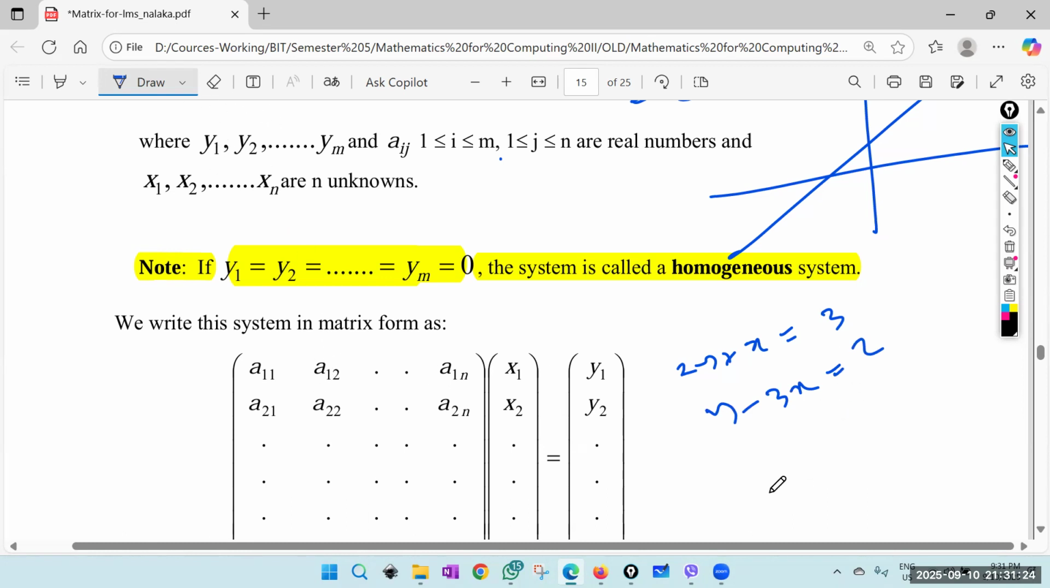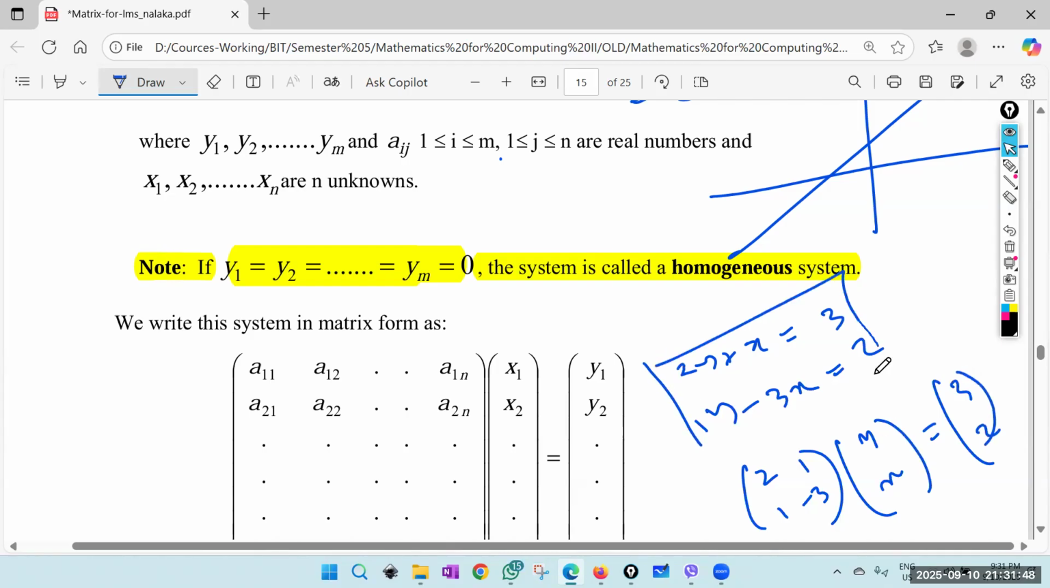So then you can put it into matrix format. 2, 1, 1, minus 3. This is minus 3, this is 1, this is 2, this is 1, into, in our case, of course, y and x, because this is the first variable, this is the second variable, equal 3, 2. So you can represent this linear system using this.